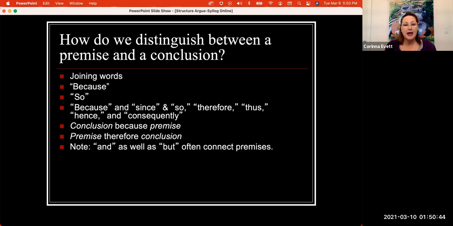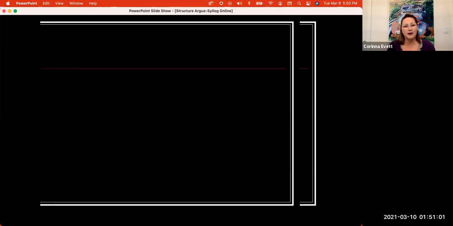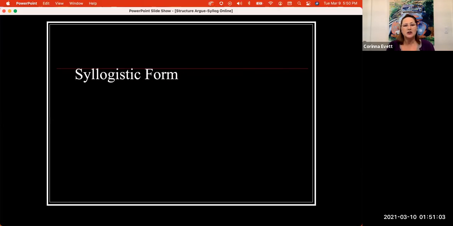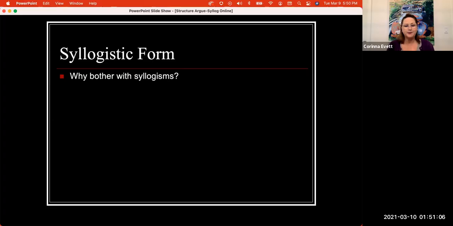Notice that and as well as but often connect premises. Sorry. You might have more than one premise, a compound sentence that has two reasons in it. Then you'd have the and. You might be doing some contrasting, or the arguer might be doing some contrasting. So that's when we might have a but.